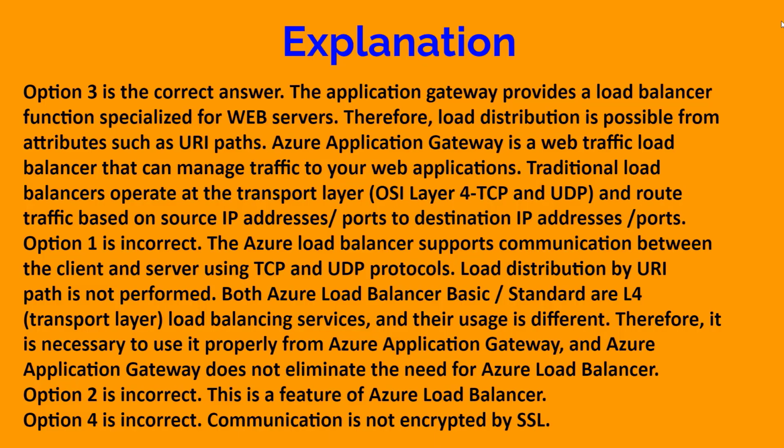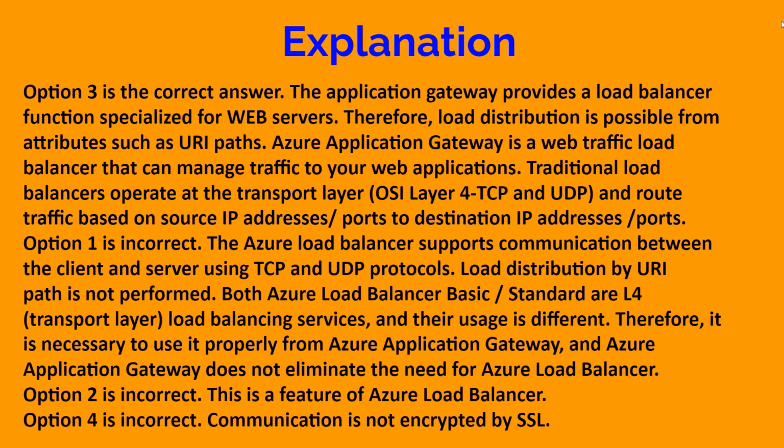Explanation. Option 3 is the correct answer. The Application Gateway provides a load balancer function specialized for web servers. Therefore, load distribution is possible from attributes such as URI paths. Azure Application Gateway is a web traffic load balancer that can manage traffic to your web applications. Traditional load balancers operate at the transport layer, OSI layer 4 for TCP and UDP, and route traffic based on source IP addresses/ports to destination IP addresses/ports.